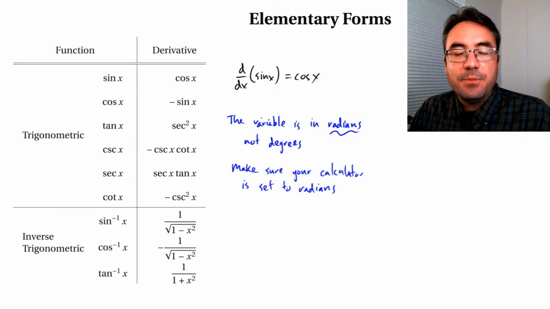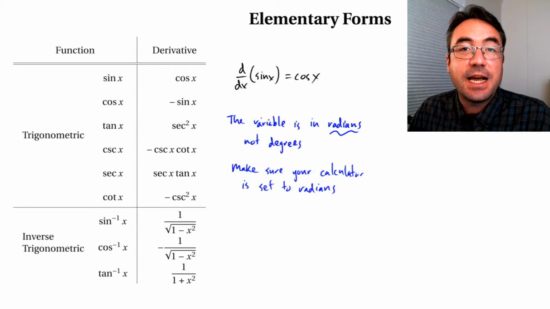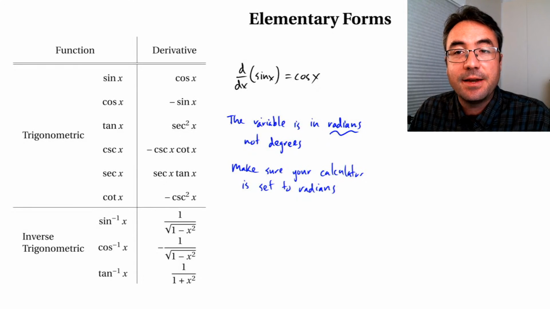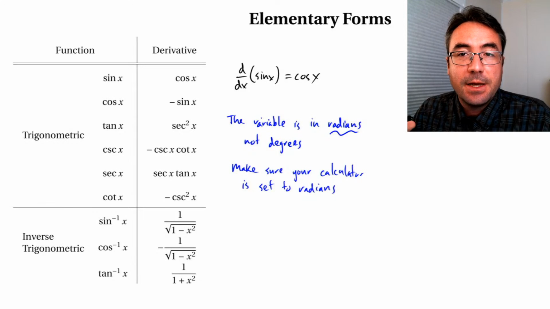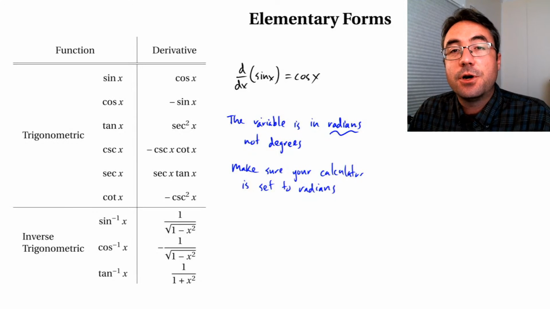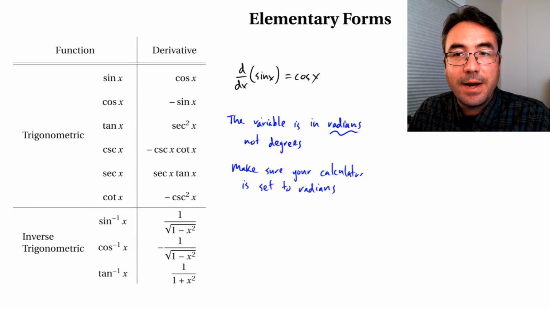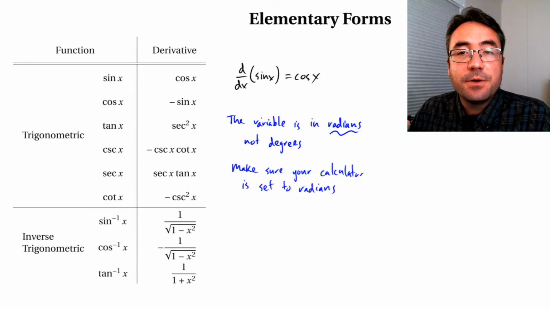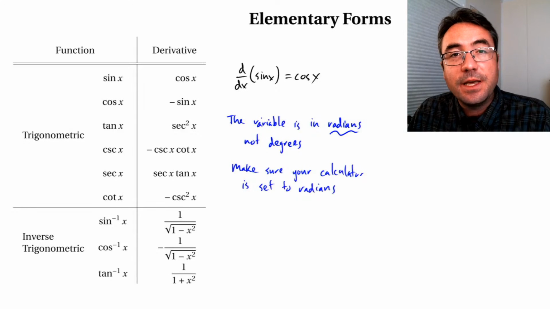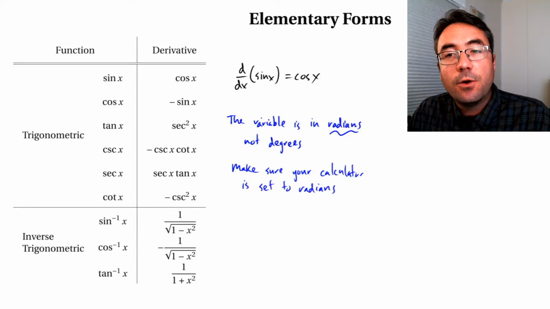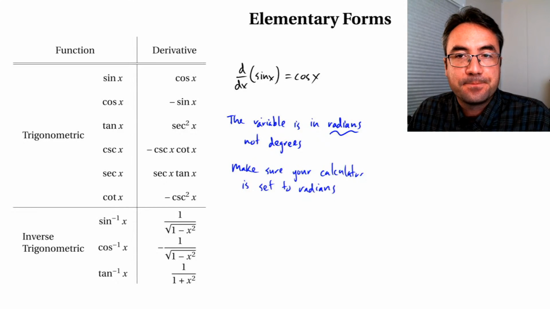But once we do that, it's easier just to have them memorized. So for instance, the derivative of the inverse sine function is 1 over the square root of 1 minus x squared. The derivative of the inverse cosine function is negative 1 over the square root of 1 minus x squared. And the derivative of arctan, or the inverse tan function, is 1 over 1 plus x squared.